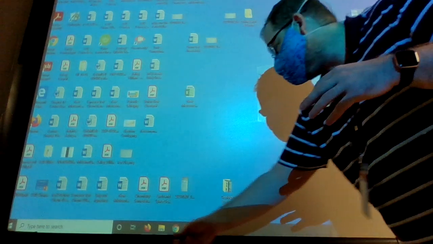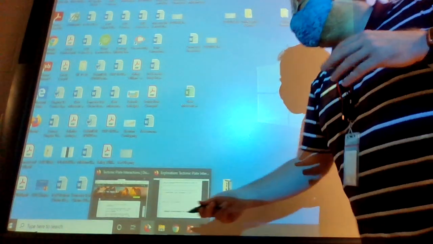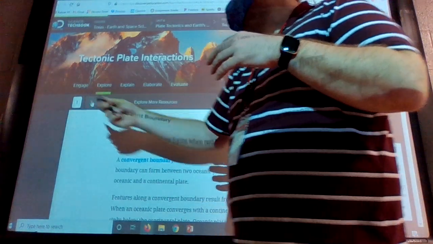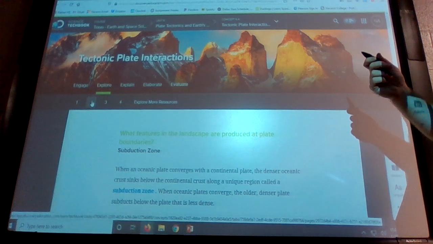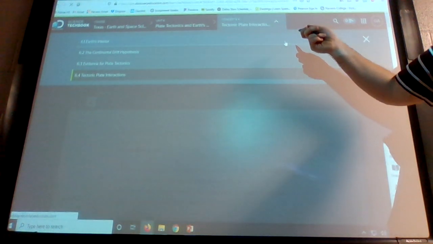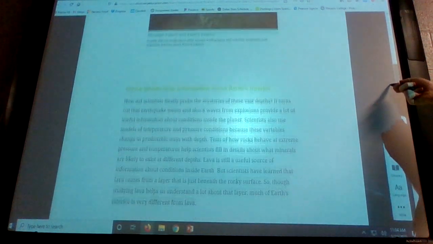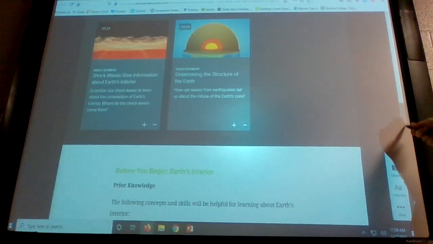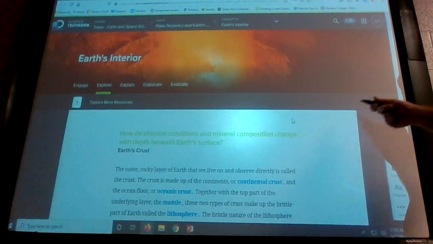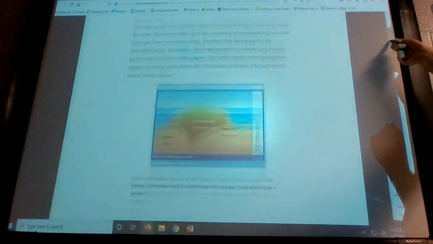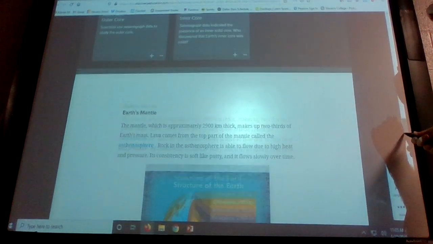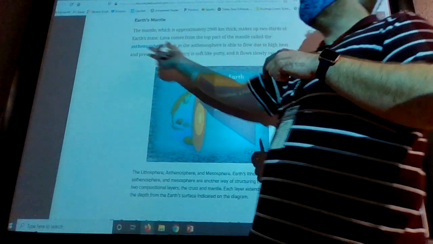I guess let me look for it. Or maybe should I go back here? Earth's interior. Let's just look at this one. This will tell us for sure what they want. The structure of the Earth, thermal energy. It should be on the next one. Here we go. Earth's crust, lithosphere, Earth's core. Why did they go all the way to the core? Yes, so they're going to say the mantle's in the asthenosphere.